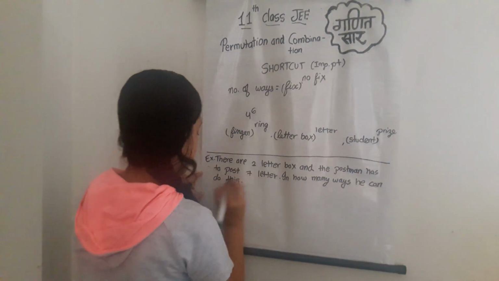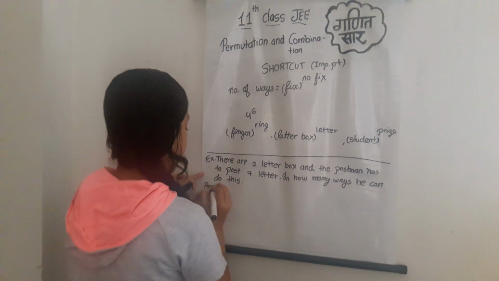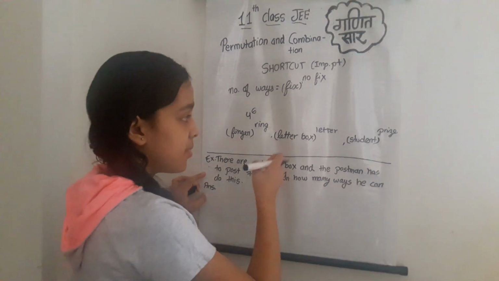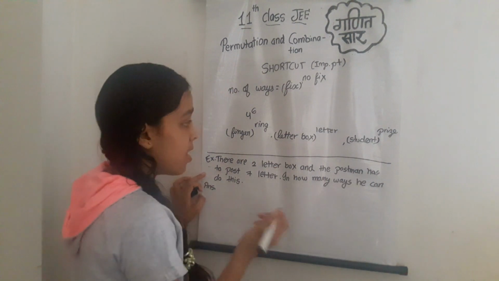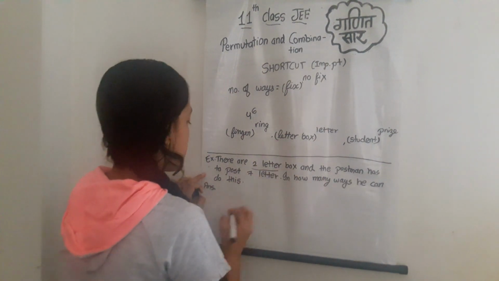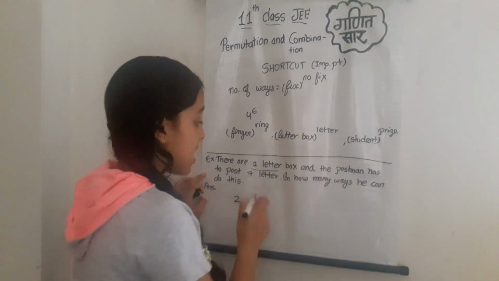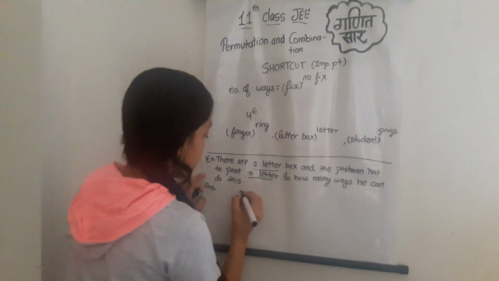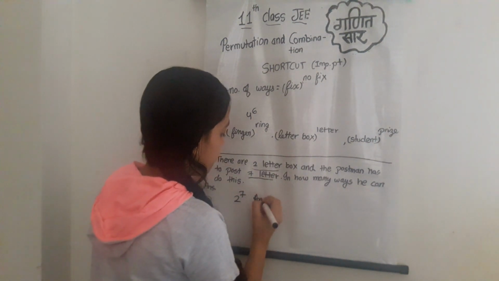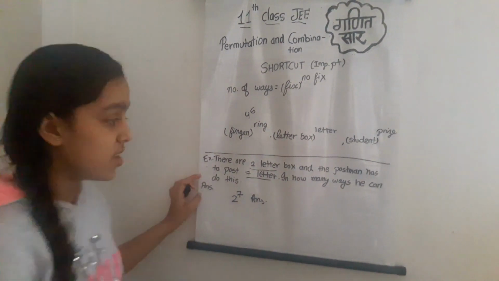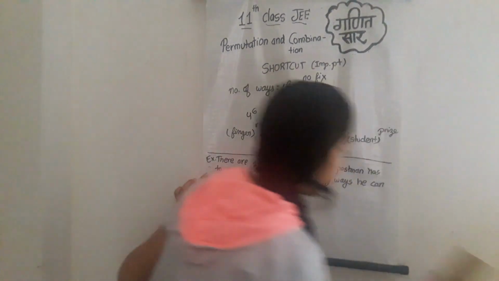So let's solve this also. The second case is letterbox to the power letter. So how many letterboxes are there? 2 letterboxes, so 2 to the power, and there are 7 letters. 2 to the power 7 is our final answer. So let's take another example.